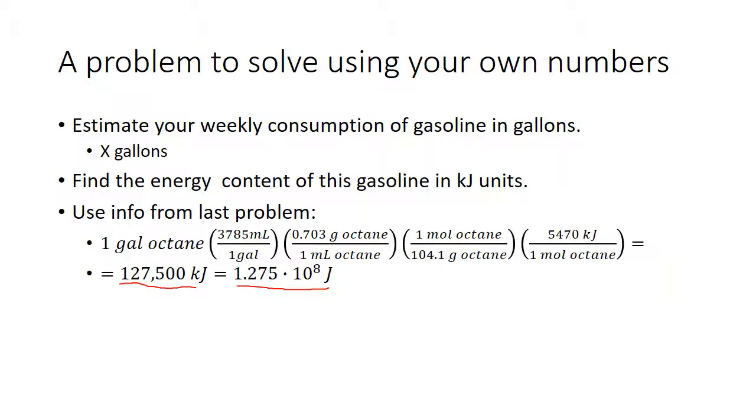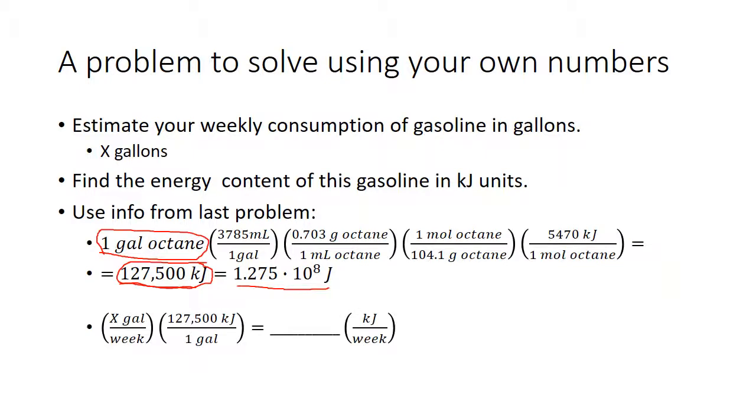Now, we can use this. We don't have to repeat this calculation. Let's just use this equivalence. We can have an equivalence between 1 gallon of gasoline and 127,500 kilojoules. And that equivalence gives us a conversion. So simply take however many gallons you use in a week, multiply by 127,500 kilojoules to get the number of kilojoules of gasoline energy that you use in a week driving.